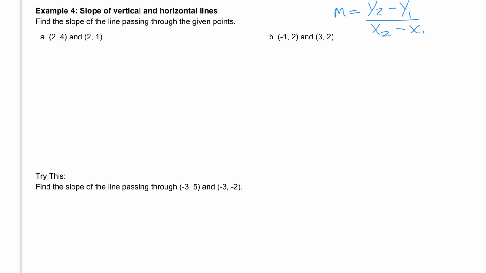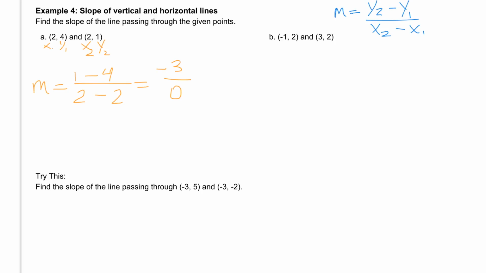So if I take a look at letter A, I'm going to label my points. Here's x sub 1, y sub 1. Here's x sub 2 and y sub 2. And if I plug that into my slope formula, I have y sub 2, which is 1, minus y sub 1, which is 4. And I'm dividing that by x sub 2, which is 2, minus x sub 1, which is 2. So 1 minus 4 gives me negative 3, and 2 minus 2 will give me 0.